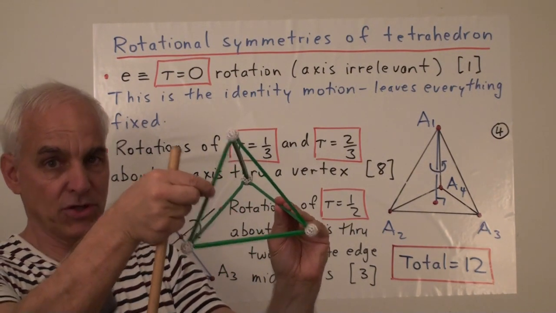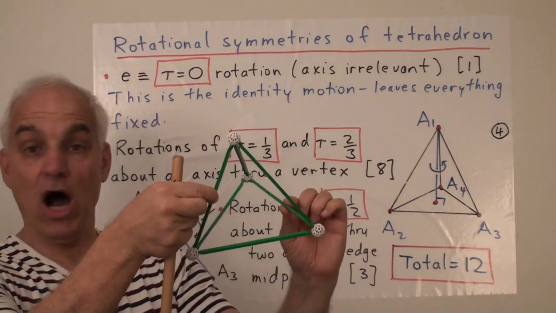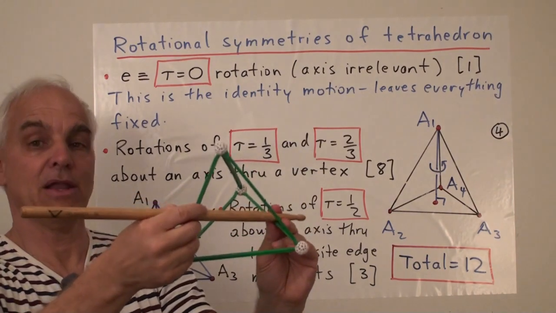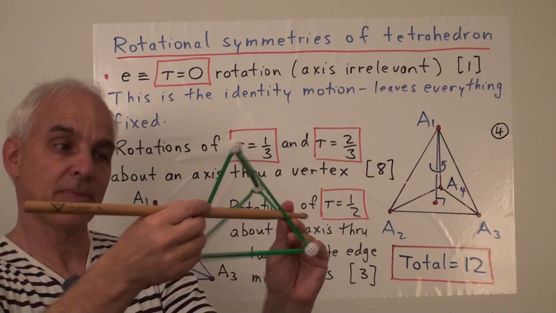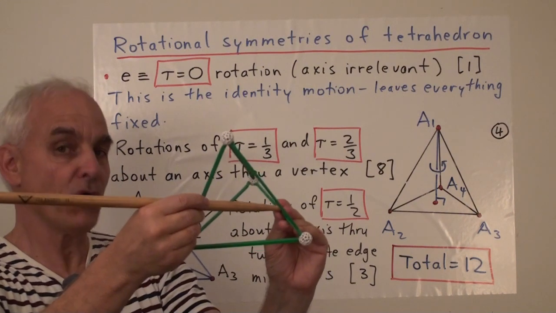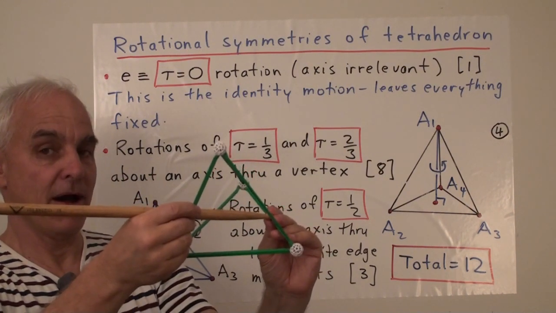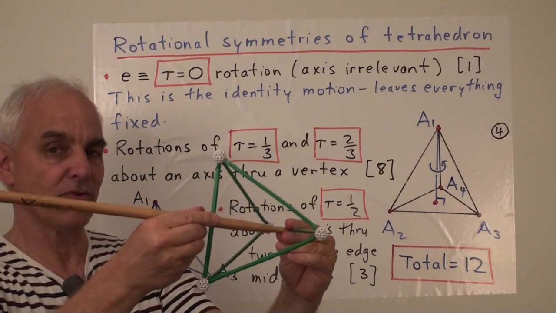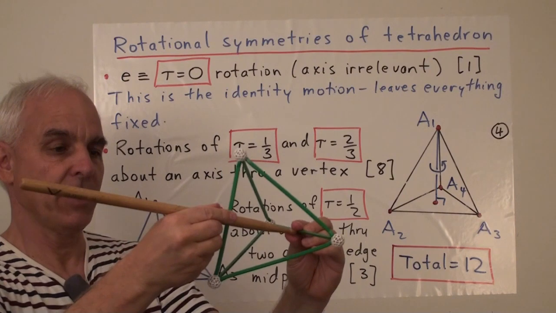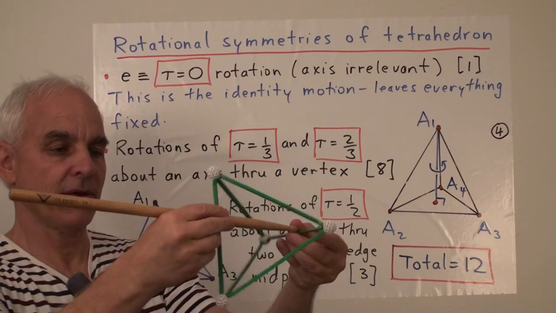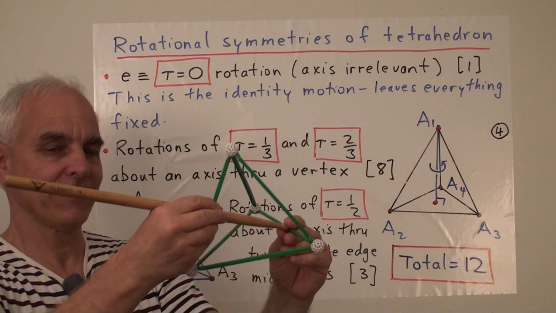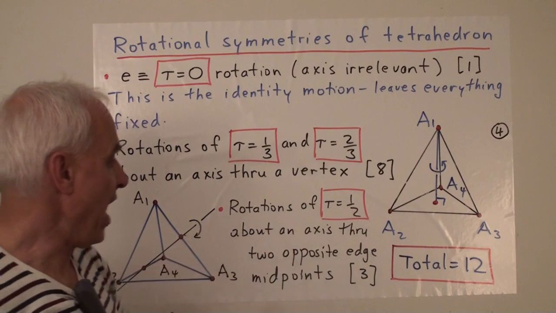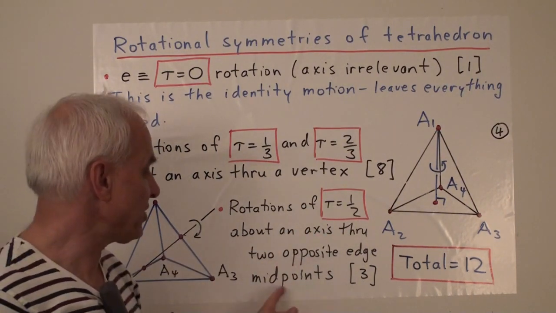So if I take the midpoint of that edge and the midpoint of the opposite edge, then I can join those 2 midpoints with a line. And that's a line of symmetry. And along that line of symmetry, I can rotate the tetrahedron by exactly a half turn. Okay, so I've rotated by half a turn. I'll rotate by another half turn. Here goes another half turn rotation. Back to where we started. So that's a rotation of 1/2, about an axis through 2 opposite edge midpoints.